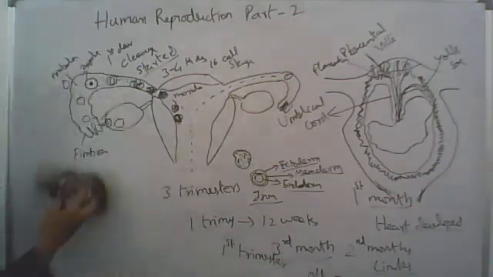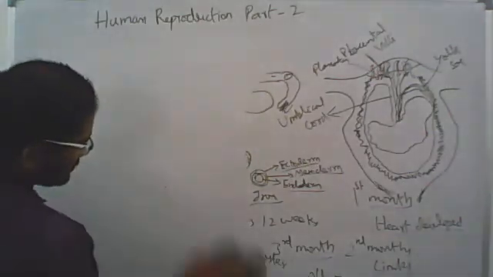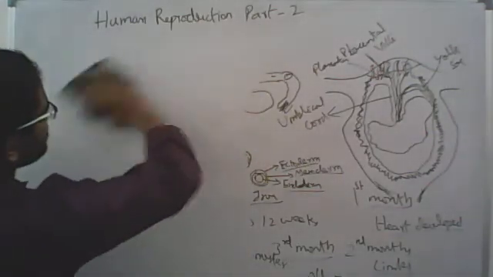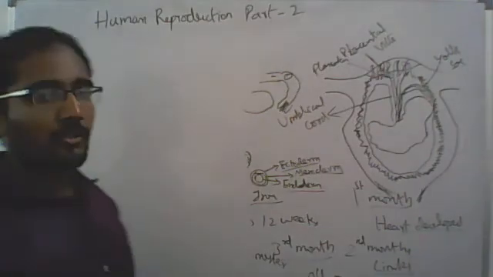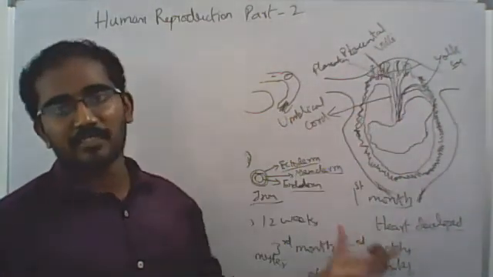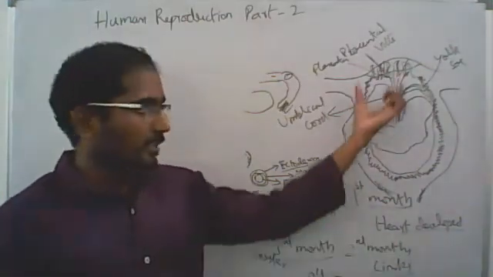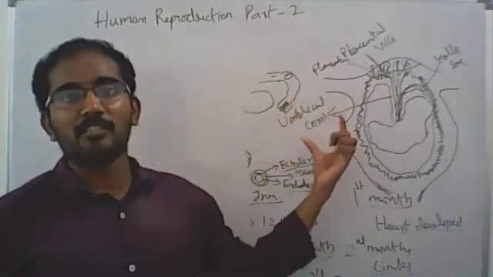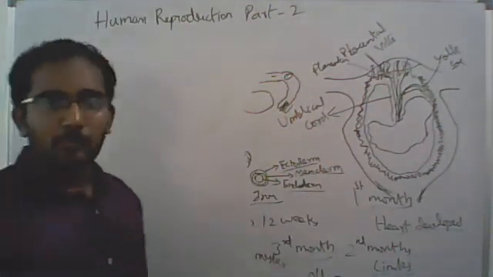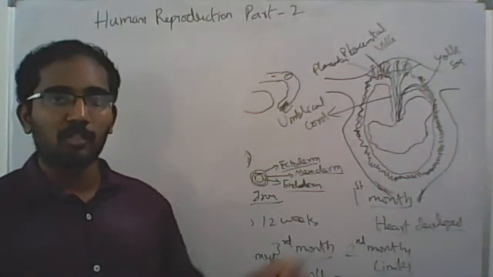Okay, I'm just going to erase this. Okay, fine. So, as we all know, for every process there will be a hormone behind it. So the fetus and embryos are producing hormones like progesterone or human chorionic gonadotropin, those kinds of hormones.